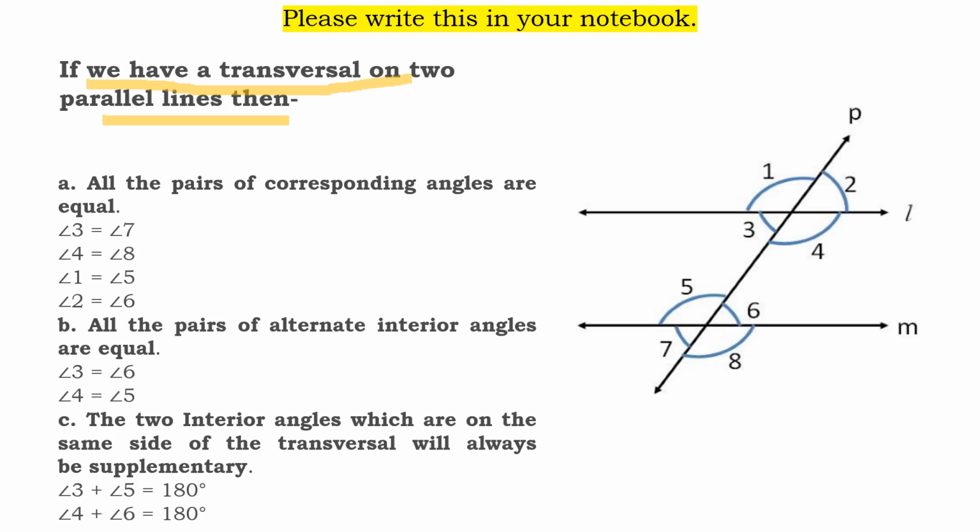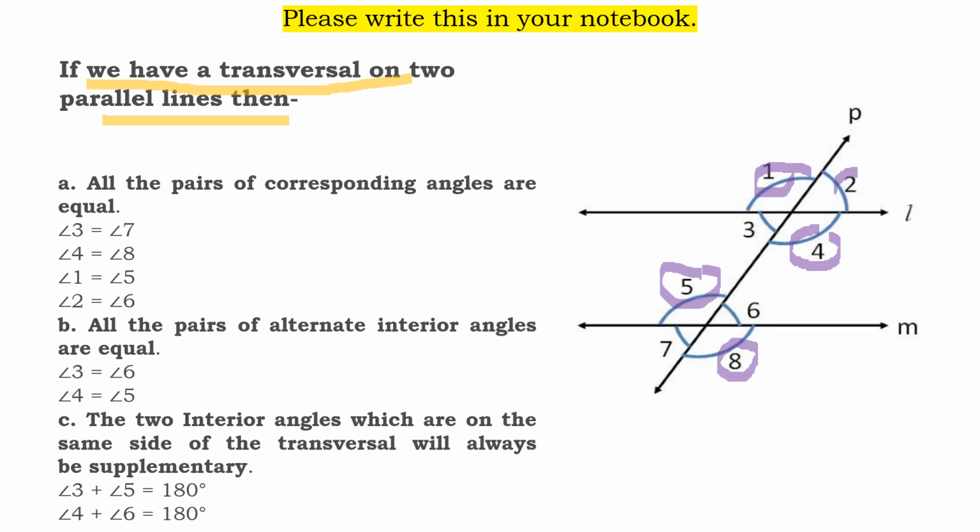Corresponding angles, I told you, one will be inside and another will be outside on the same side. So let us take this outside angle. One is outside, one is inside. So these two are your corresponding angles. In the same way, one is inside here, 4, and another is outside. So they are also your corresponding angles.